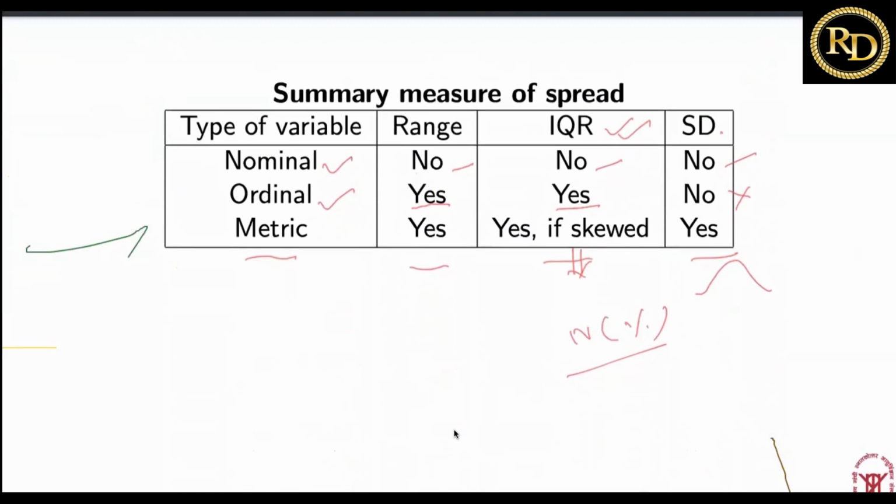Now, summary measures of the spread, or the measure of dispersion. If your data is nominal, you should not give range, neither IQR, neither standard deviation. If your data is ordinal, you can give the range, you can give the IQR, but you should not give the standard deviation. If your data is metric, either discrete or continuous, you can give range if outliers are not there. You can give IQR if your data is skewed, and you should give standard deviation if your data is normally distributed.